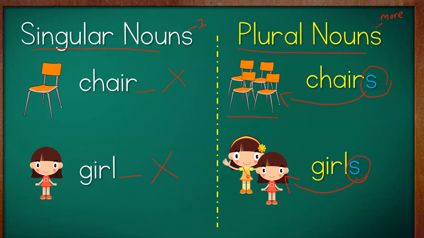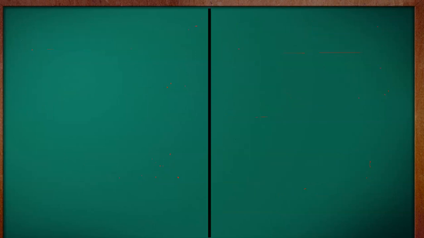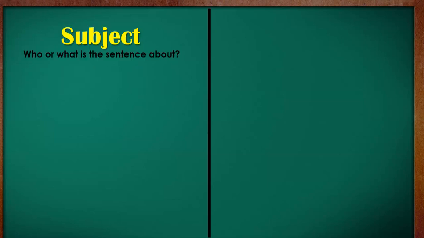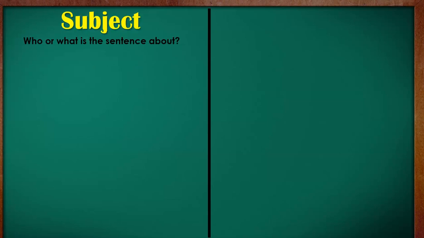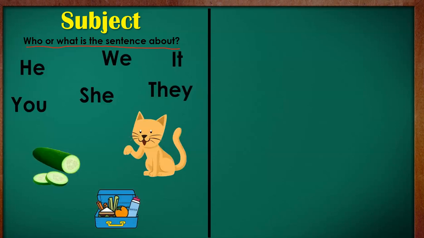But subject-verb agreement is not the same as singular and plural nouns. That's what makes it tricky. First, let's look at subject. What is a subject? So a subject is who or what the sentence is about. Here we have some subjects: he, she, the cat, the cucumber, the lunch. All of these words here can be the subject of your sentence. Who is your sentence about?